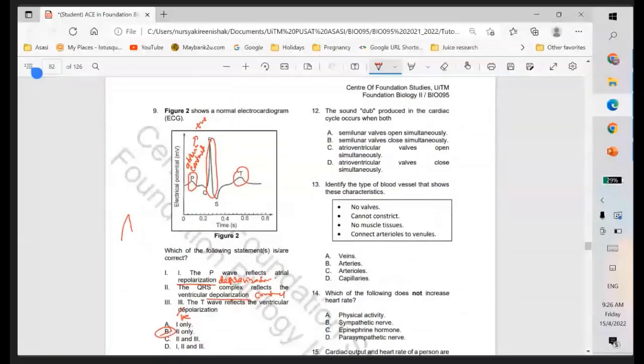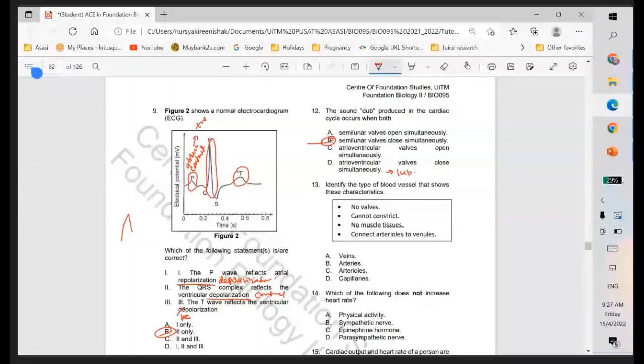Question 12. The sound dub produced in the cardiac cycle occurs when both semilunar valves close simultaneously. I eliminated A and C because they are open. D would be correct if the question asked for lub. If D, that is the other sound, the lub. So you just have to remember the dub and lub.